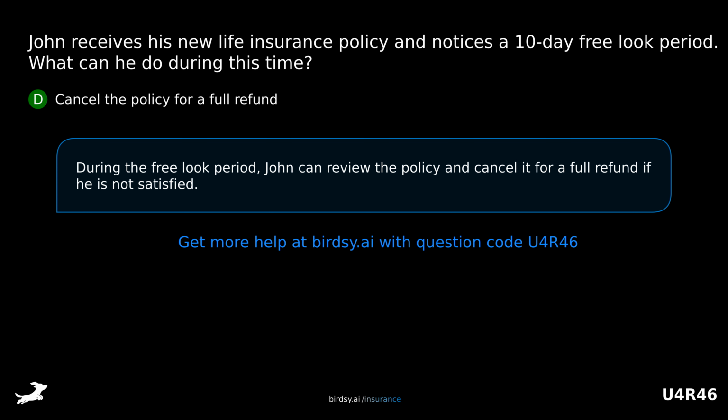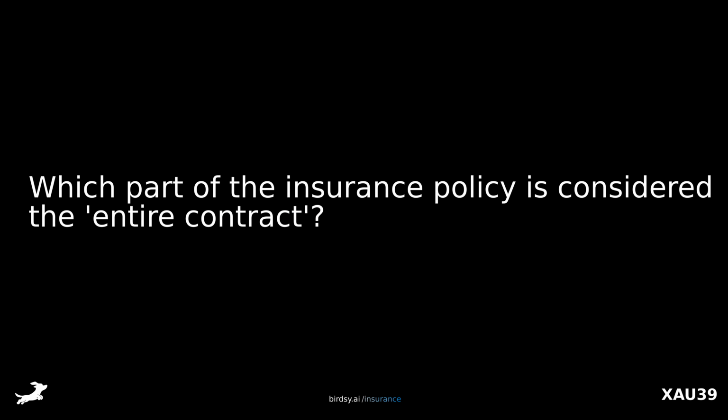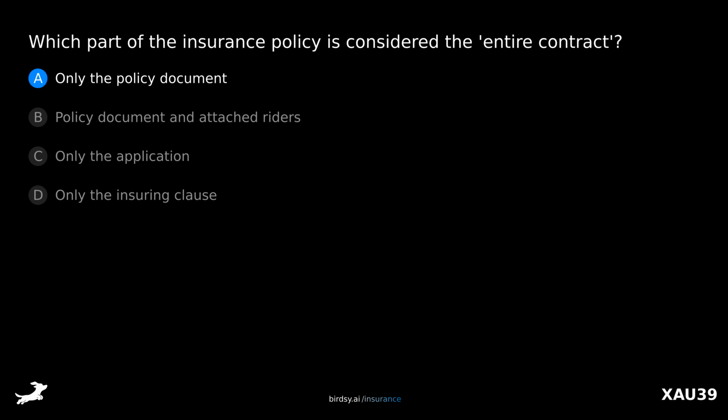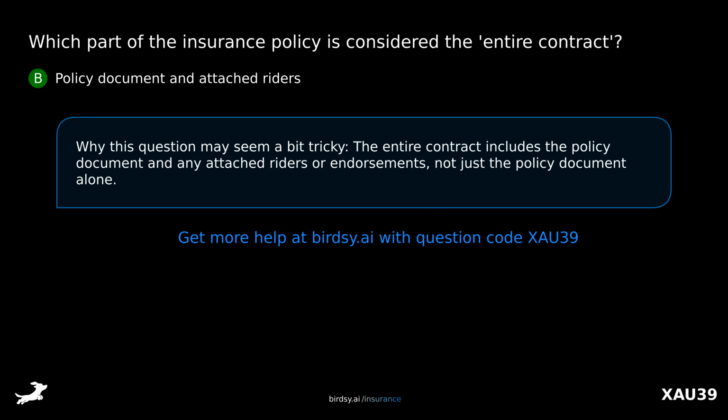Which part of the insurance policy is considered the entire contract? Is it A, only the policy document? B, policy document and attached riders? C, only the application? Or D, only the insuring clause? The answer is B, policy document and attached riders. Why this question may seem a bit tricky. The entire contract includes the policy document and any attached riders or endorsements, not just the policy document alone.